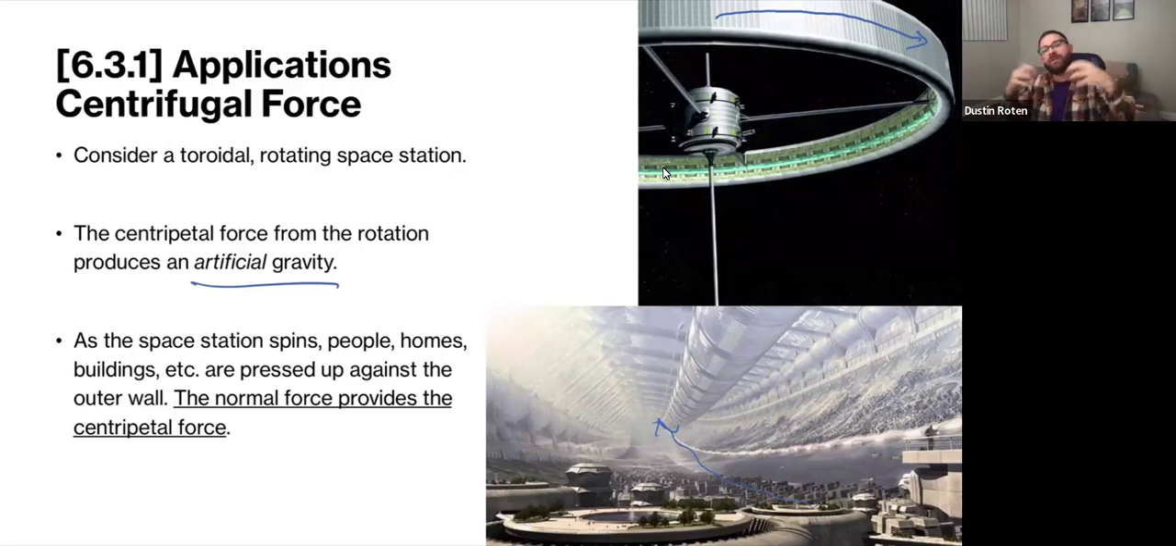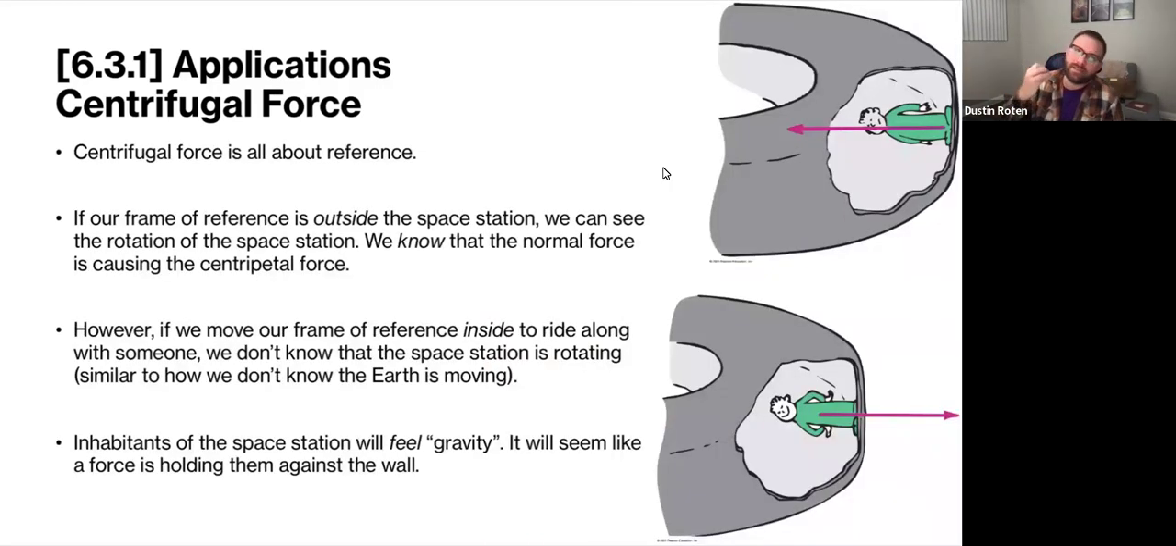Now, on the outside looking in, like if we look at this top picture, we know that what's going on is actually the wall is providing a normal force, right? That's the physical piece holding everybody and everything in this circular path. So we know this is actually our centripetal force. But the whole thing with the centrifugal force, it's all about a frame of reference.